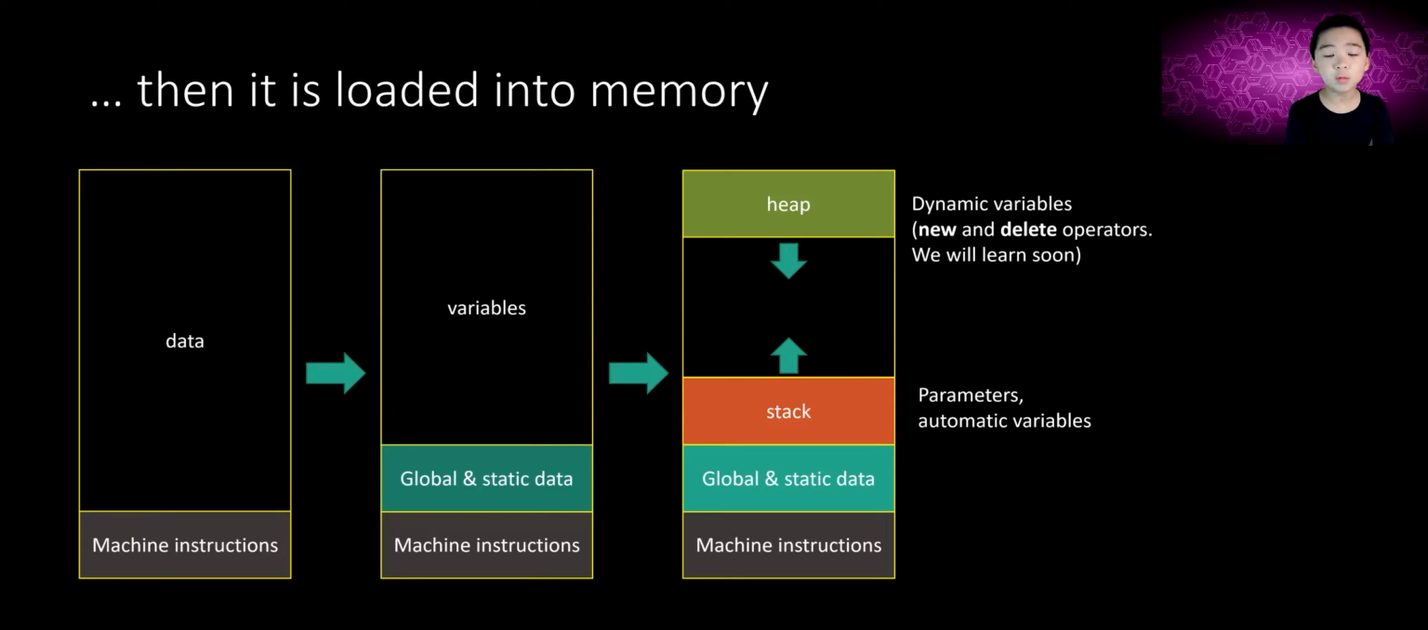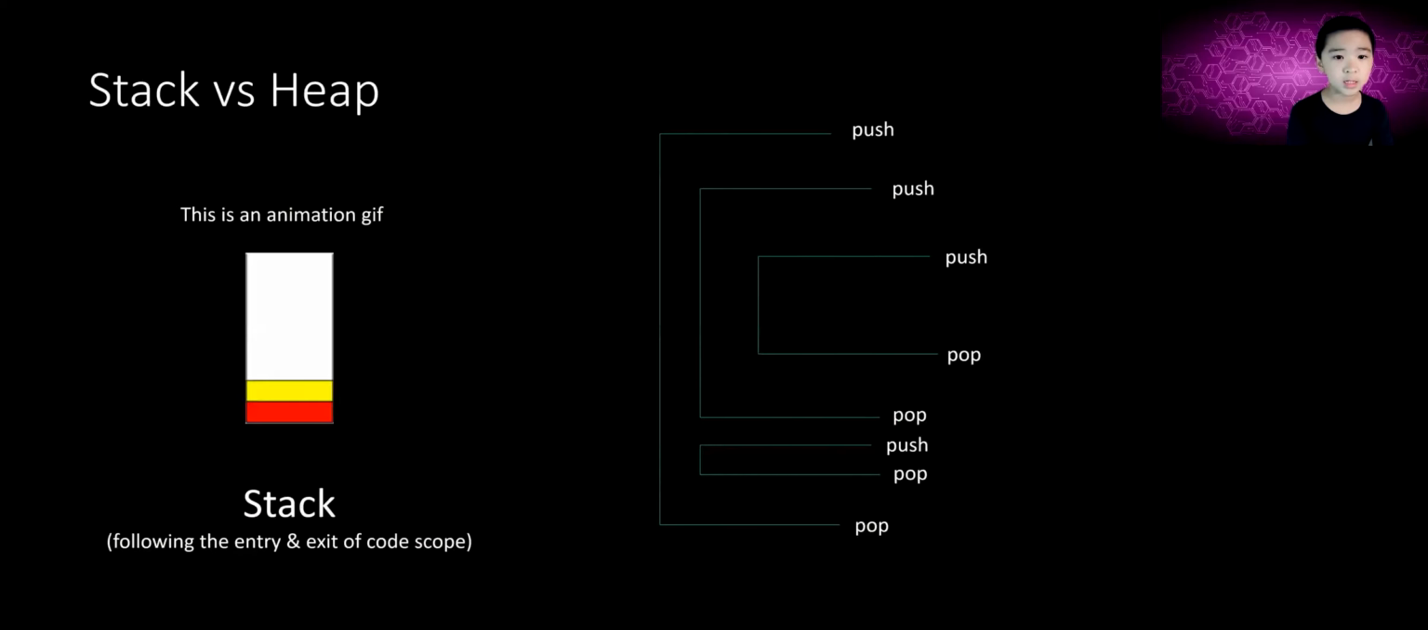Now let's take a look at what a stack looks like. A stack is basically a bunch of variables stacked on top of each other. So think of it as a stack of plates. You can only put plates on top of the stack, and you can only take plates off the top of the stack. And all of them must be taken off after they are put on, like how variables in the stack follow the entry and exit of code scope.